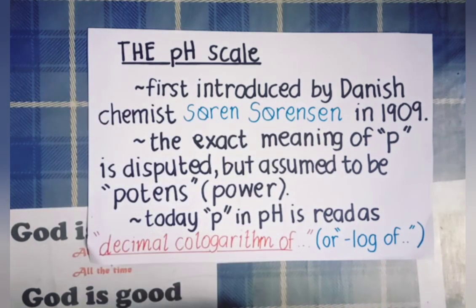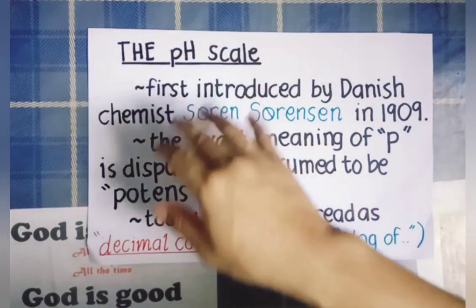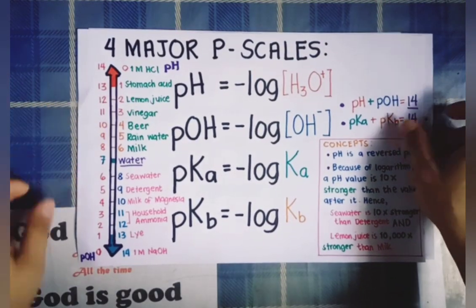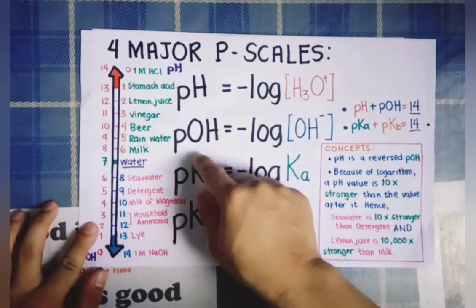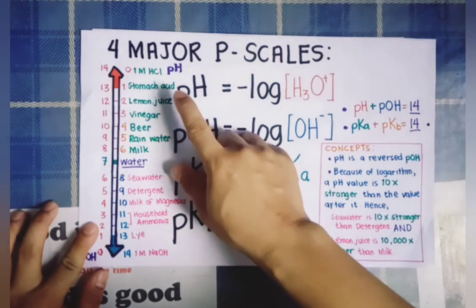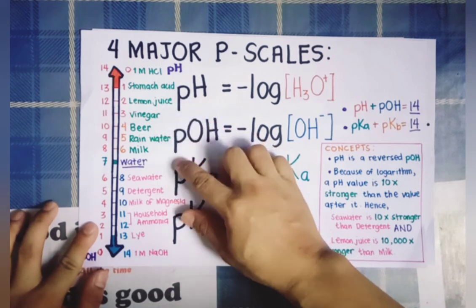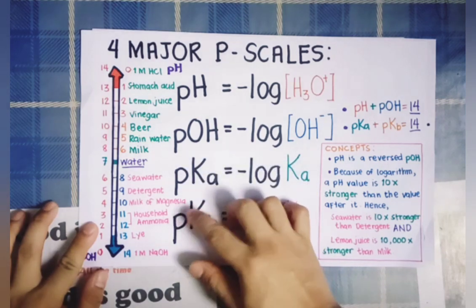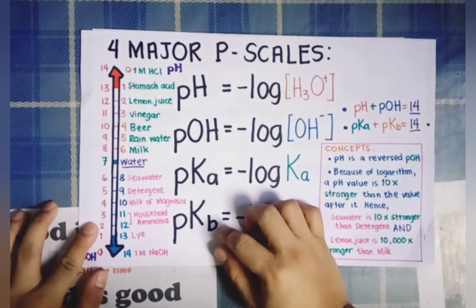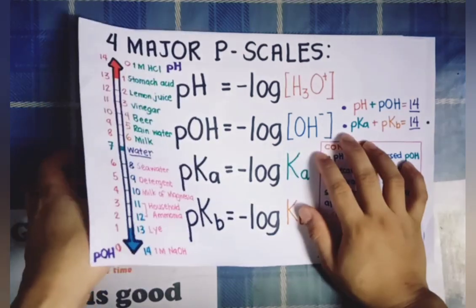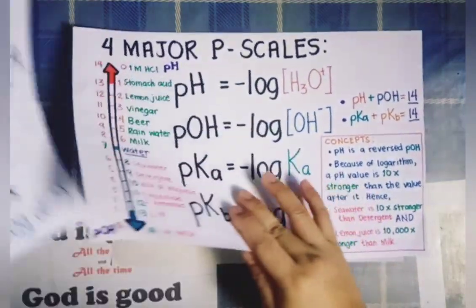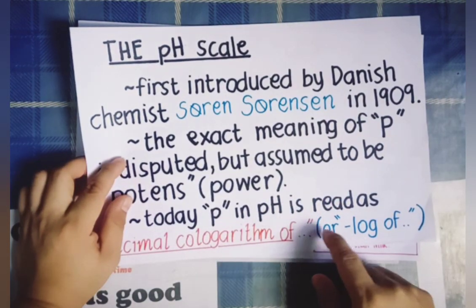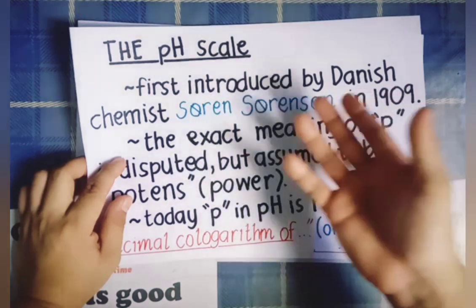Okay, and so today we have, aside from the pH scale, 4 major P scales that are actually used in chemistry. We have here the pH, pOH, pKa, and pKb. Power of hydronium ion or hydrogen, power of hydroxide ion, power of the dissociation constant for acid, and power of the dissociation constant for base. Now, earlier we said that today, P in pH is read as the decimal cologarithm of or negative logarithm of something that it actually describes.